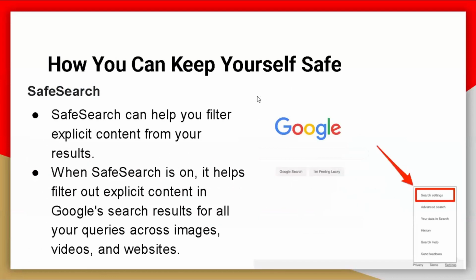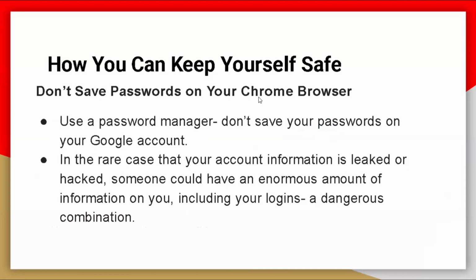Safe Search. Safe Search can help you filter explicit content from your results. When Safe Search is on, it helps filter out explicit content in Google search results for all your queries across images, videos, and websites.